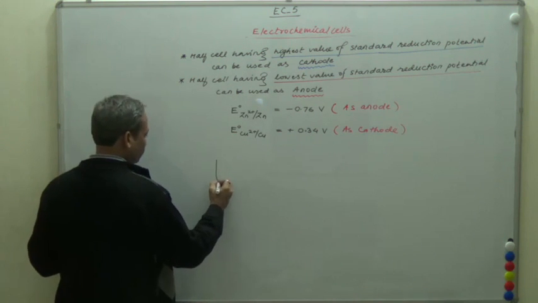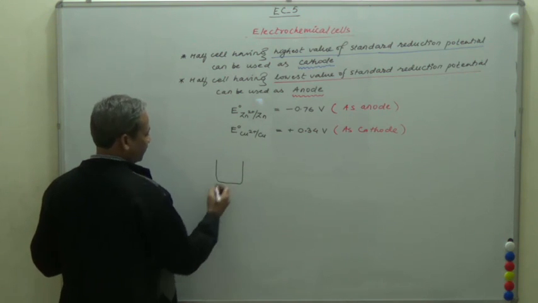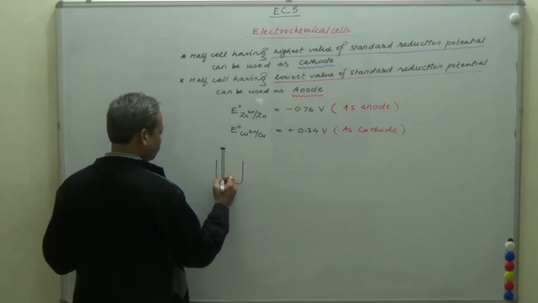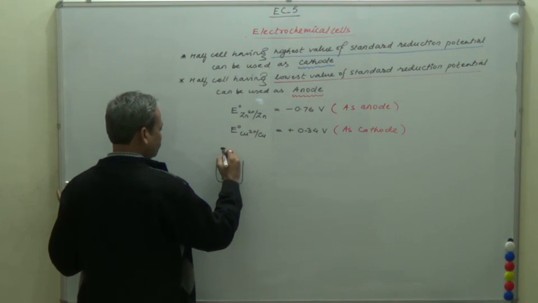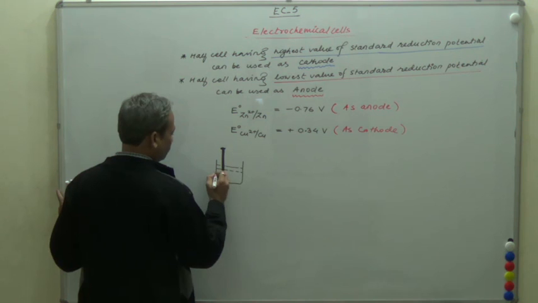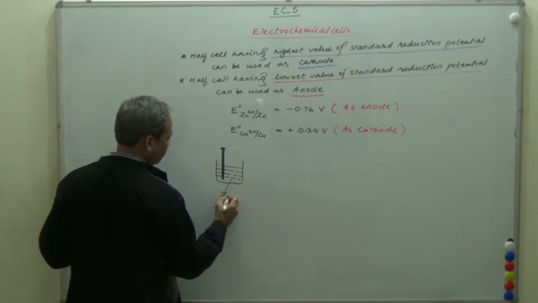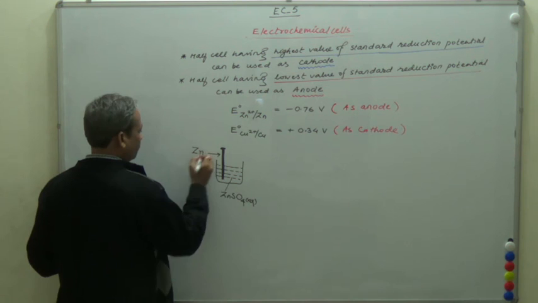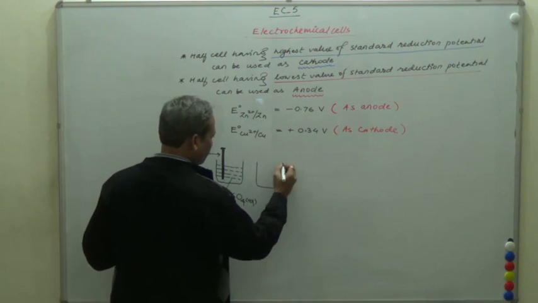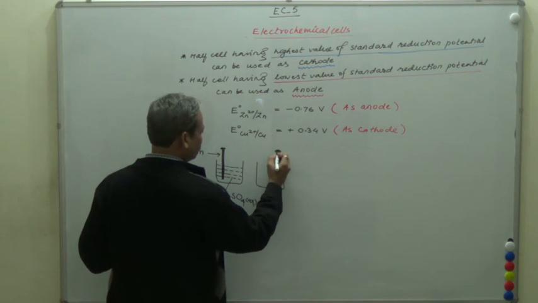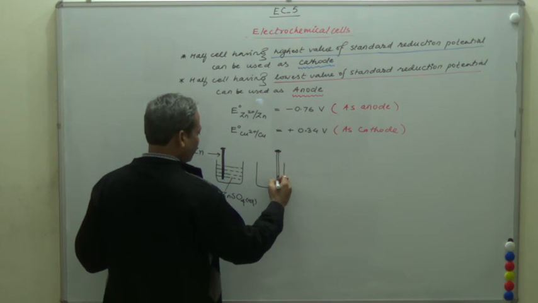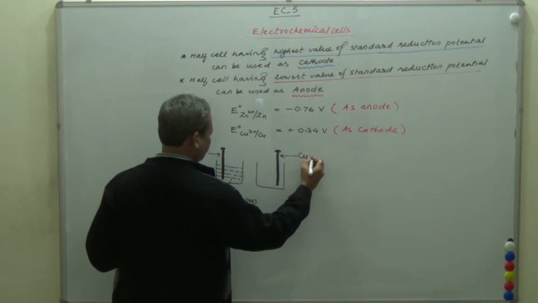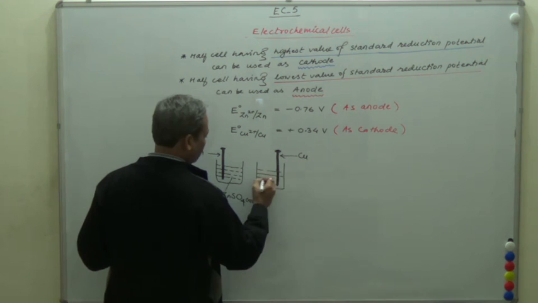So here we will take a zinc electrode in which a zinc rod is dipped in a zinc sulfate solution, while in another electrode a copper rod is dipped in a copper sulfate solution.